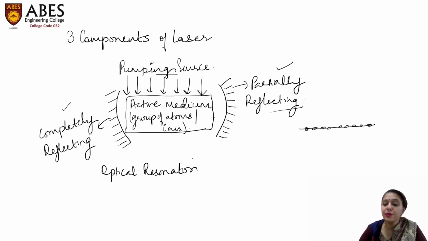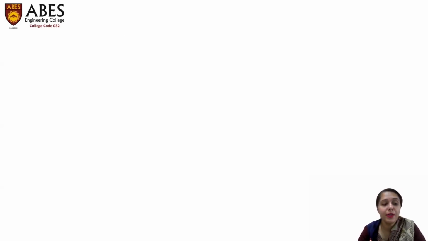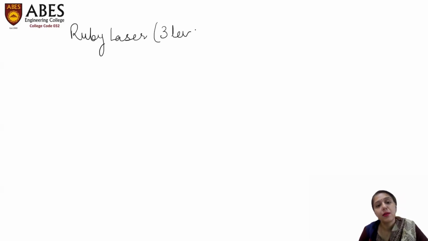So we are going to start with the 3-level laser, or the ruby laser. For the ruby laser also, we are going to use all these components because these are essential components. When we talk about the ruby laser, we can say it is a 3-level laser. It is also called a solid state laser.